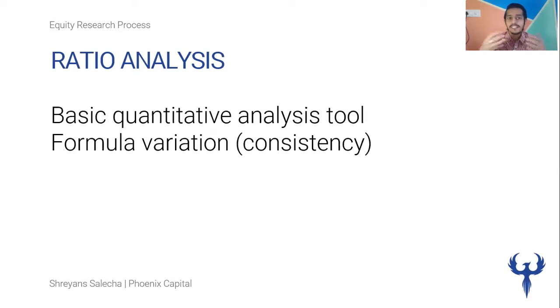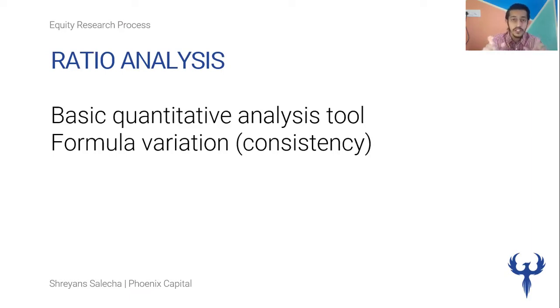Even something as simple as profit margins, something like a gross margin or an EBIT margin, some people might include non-operating income in that, and some people might exclude non-operating income. So there are different variations of any sort of formula of any ratio. With a few ratios there are no variations, but with quite a few ratios there are variations.